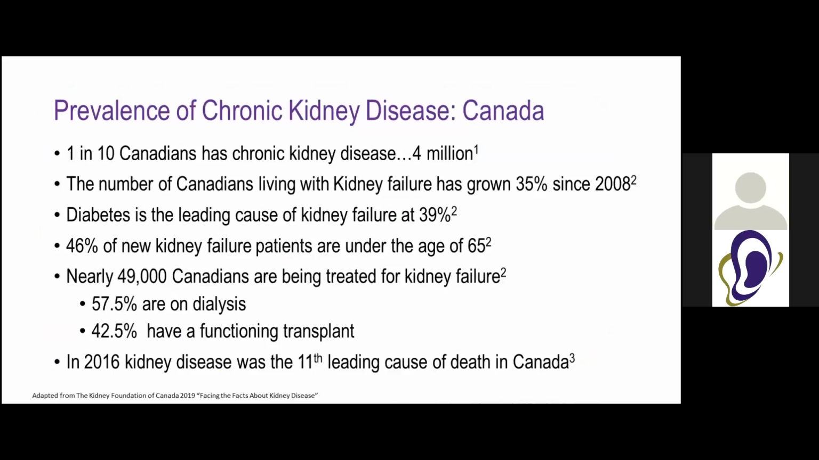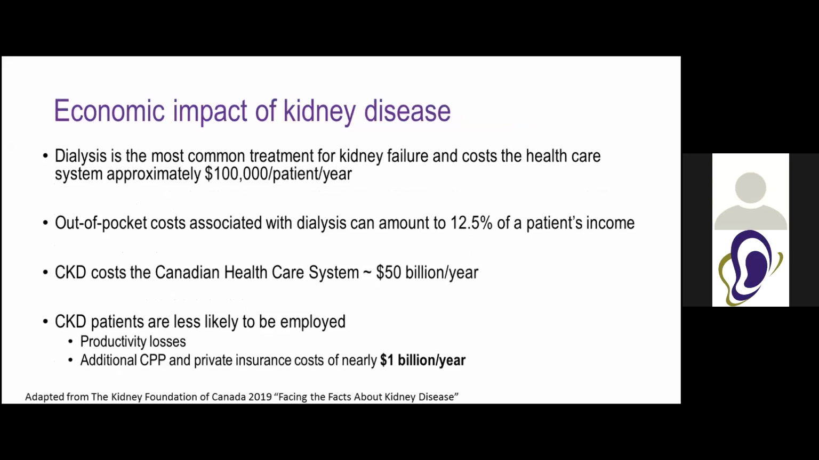And in Canada, 1 in 10 has chronic kidney disease. That's about 4 million people. Kidney failure has grown by 35%, and diabetes, which I'm going to focus on, but is not the only cause of kidney disease, is the leading cause in about 40%. I think, to be sobering, about half the people who are starting dialysis or transplantation are under the age of 65, and about 50,000 people are being treated for kidney failure at the current moment. And I think these are just sobering things to give us, I hope, a sense of urgency of why we're having this talk.